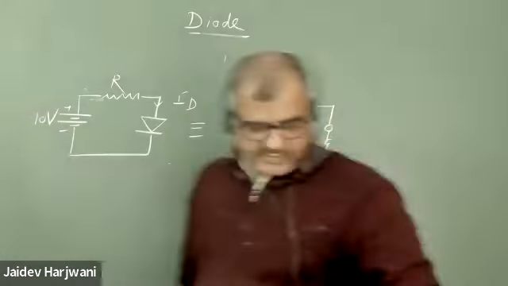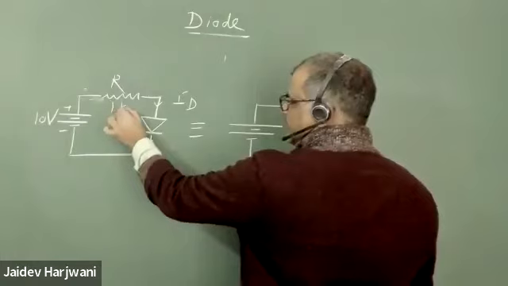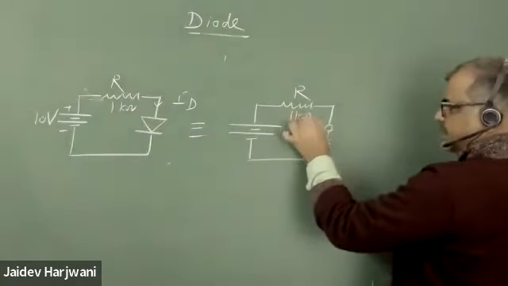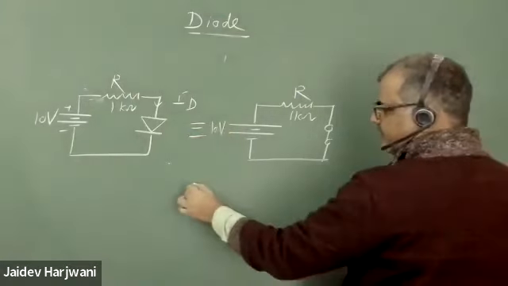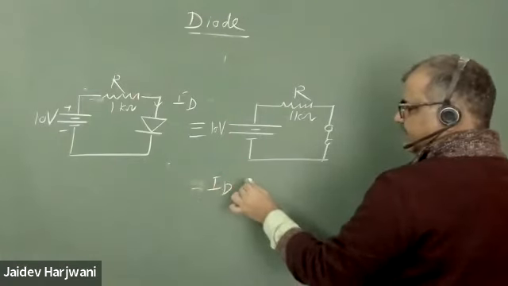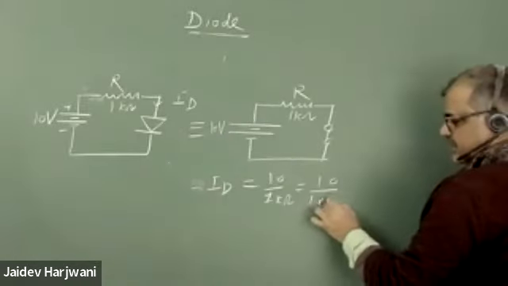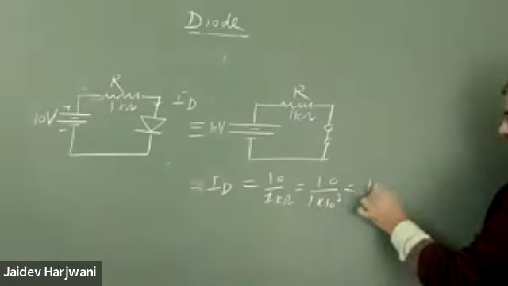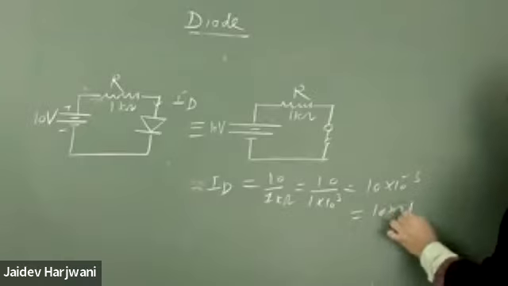Okay. And the R value is also given in this question. R value is given as 1 kilo ohm. This is 1 kilo ohm resistance. And this VD is already given 10 volt. So what is the value of current in the circuit, ID? ID will be VD 10 upon 1 kilo ohm, and that will be your 10 milliampere. Okay.